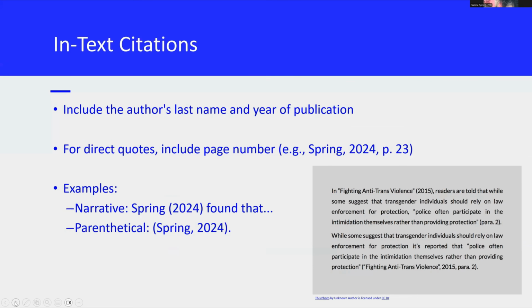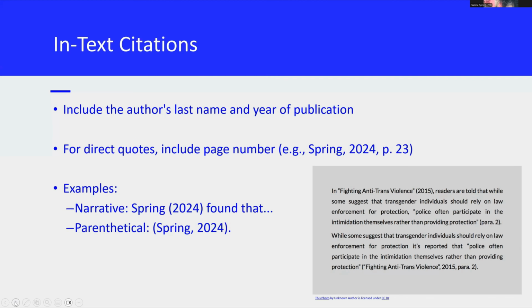So in APA format, in-text citations are important for crediting the sources that you use. When citing a source within your text, include the author's last name and the year of publication. For direct quotes, you'll also need to provide the page number where that quote can be found. An example is Spring 2024, page 23, which tells you that the specific quote you use can be found in page 23 of the document.